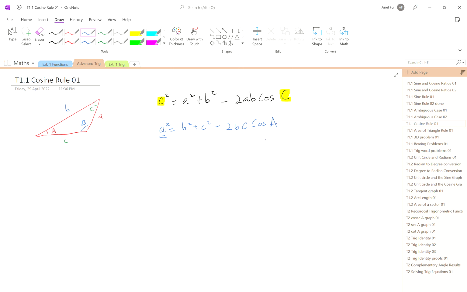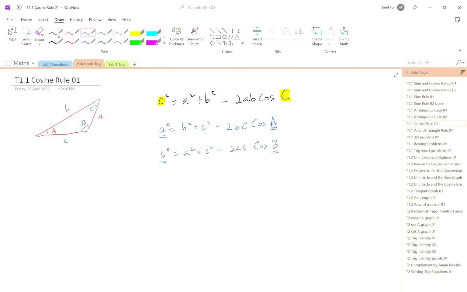It can also be written as b squared equals a squared plus c squared minus 2ac cosine. Again, if the side is b, then on the other side of the equation, cosine has to be cosine of angle B. They have to be opposite. So that's the most important part.